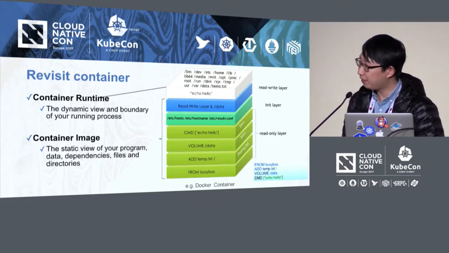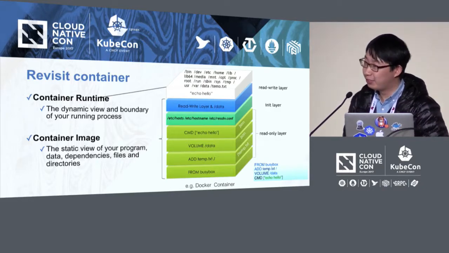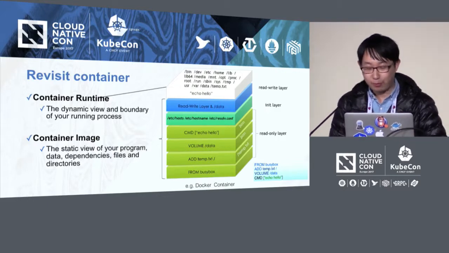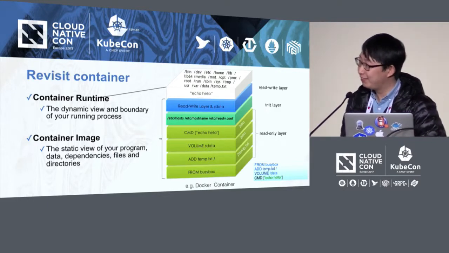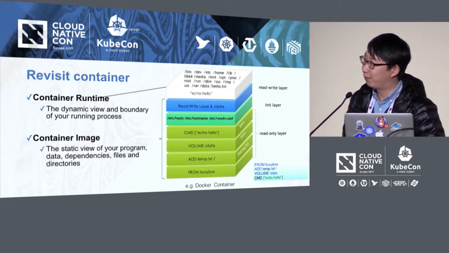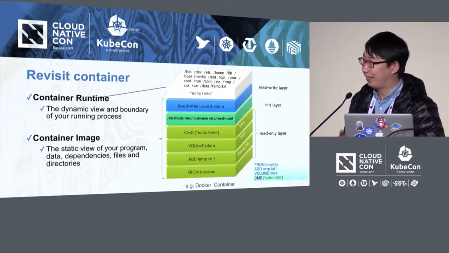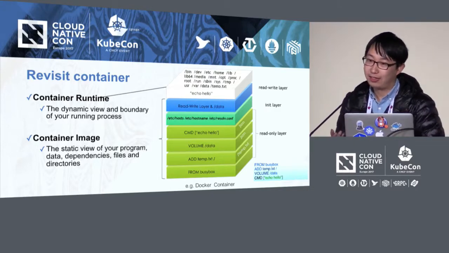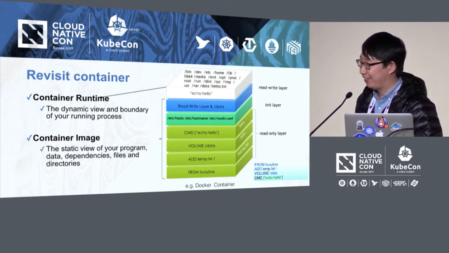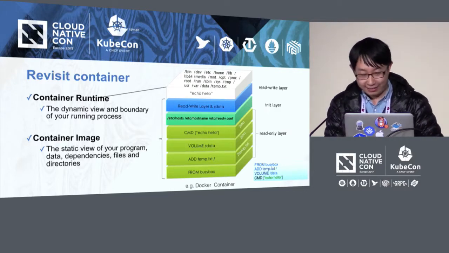In this example, your application process, which is echo hello, is running inside a sandbox that is isolated by namespaces. The rest of the container, which we can describe as the container image, is the static view of your program, your data, your dependencies, files, and directories. Anything you need to run your application, actually. In Docker, you have first the read-write layer, then an init layer, so that you can modify the contents of your host files, and then a group of read-only layers, which are usually mounted together to form the so-called Docker image. So that is a container.